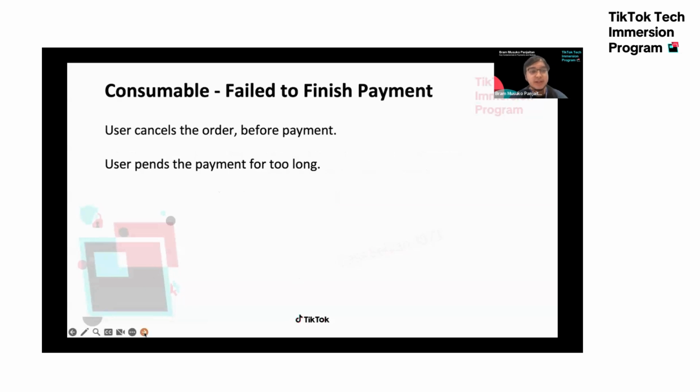Another one is the user leaving the payment pending for too long. For some countries, we have offline payment. So if the user cannot finish the payment within a certain period of time, the order will be canceled automatically. The user won't get the coins because they didn't finish the payment.